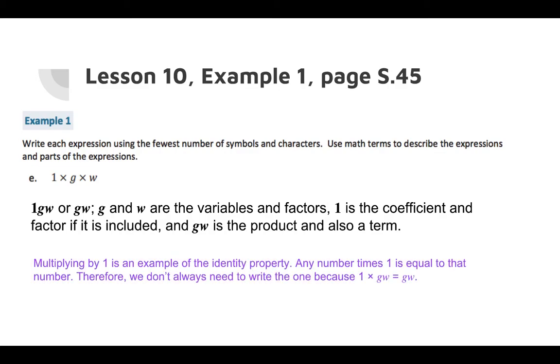So multiplying by 1 is an example of the identity property. If anybody caught that, it's identity property, not additive. Identity. Any number times 1 is equal to that number. Therefore, we don't always need to write the 1, because 1 times GW is the same as GW.